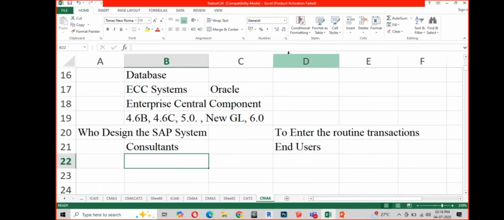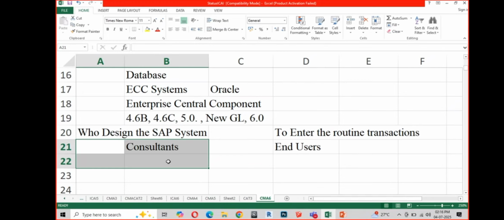Their role is more dynamic. The consultant's role in any of the SAP projects is more dynamic than the role of the end users. They are also equally important, no doubt about it. But the dynamic role comes into, I will just focus on the PPT which I have created.